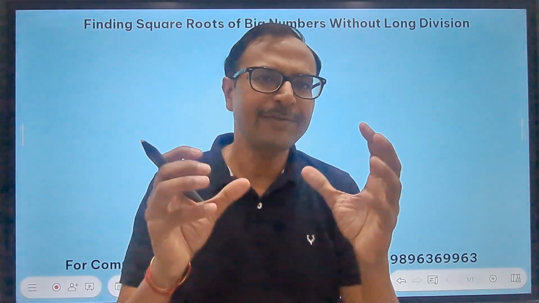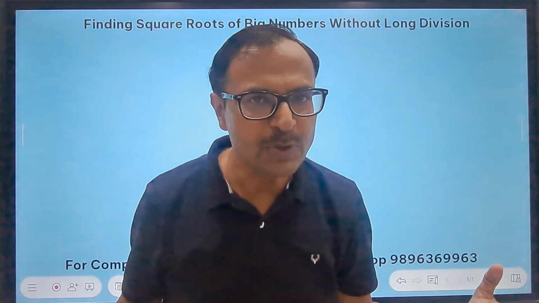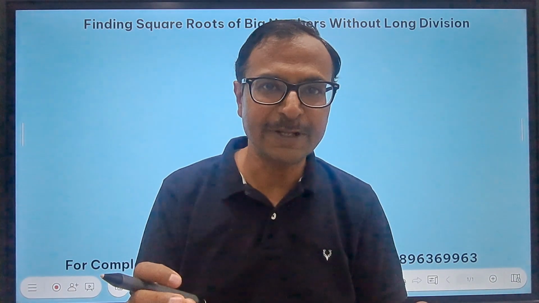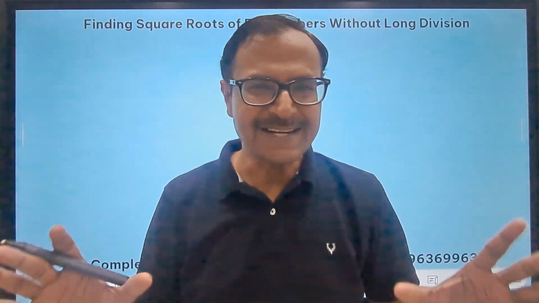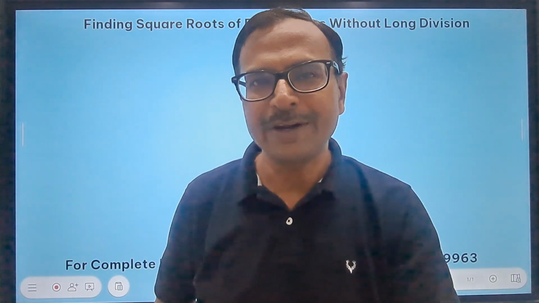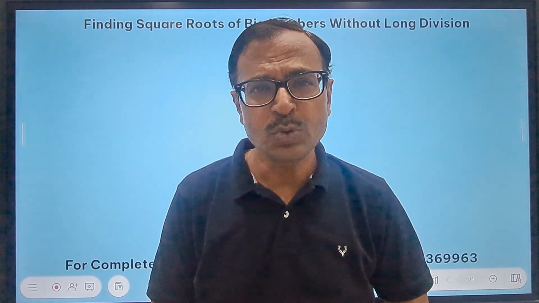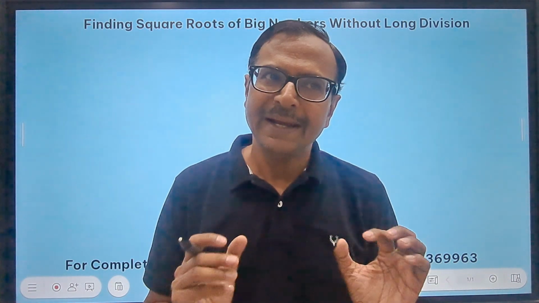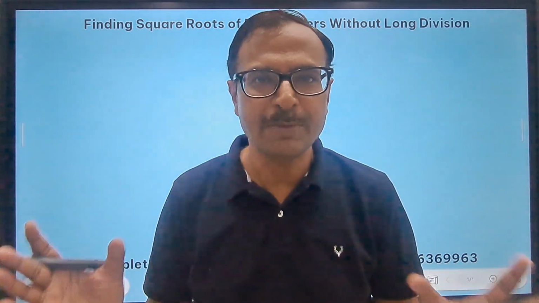Finding square roots of big numbers like 6-digit, 7-digit numbers is not possible through the prime factorization method because finding the prime factors of such big numbers is impractical. So what is the second method? The long division method. The long division method obviously consumes time, and I tell you 8 out of 10 students are not comfortable using the long division method.